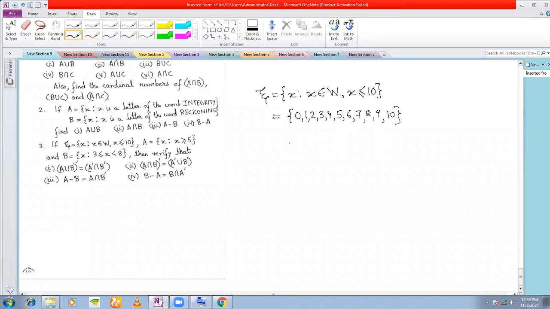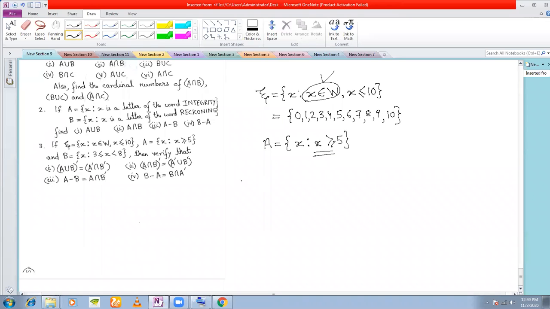These are the whole numbers that are less than or equal to 10. Next, we consider the set A. What kind of a set is A? Now see, the universal set is whole numbers, right? And here in A, it is given x is such that x is greater than or equal to 5. If the universal set is whole numbers, then this x has to be a whole number here also.